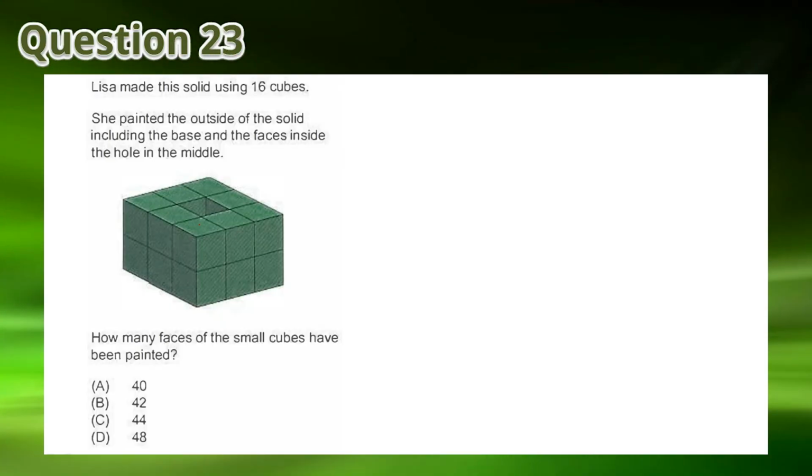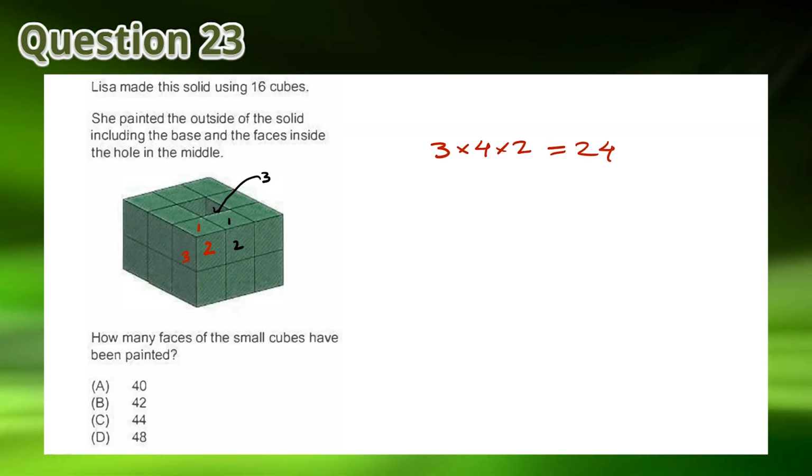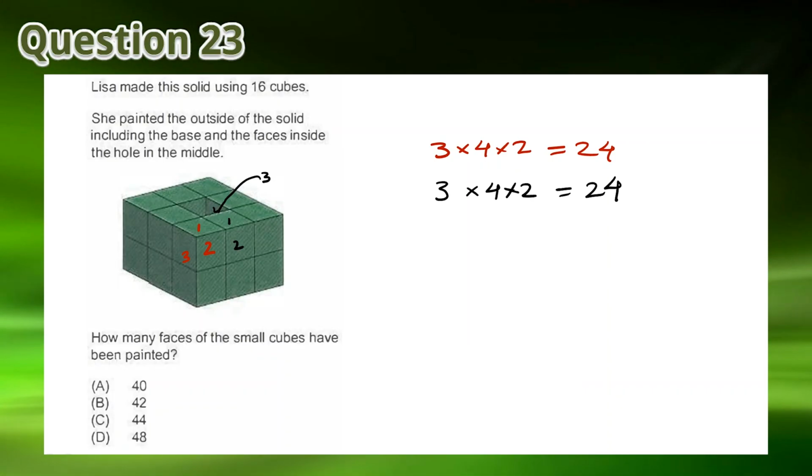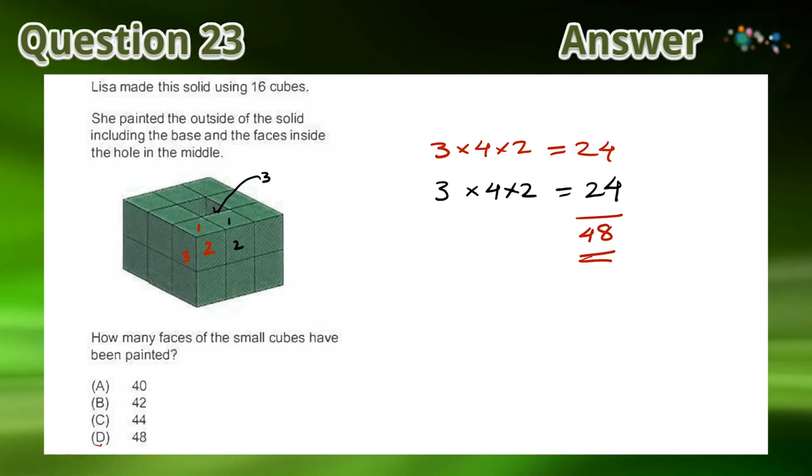Each corner cube has 3 faces to paint. There are 8 corner cubes, so 24 faces are being painted. On the middle cubes, there are 3 faces to color, and there are 8 of these, which gives another 24 faces. Altogether, there are 48 faces to color. This means that the answer is D.